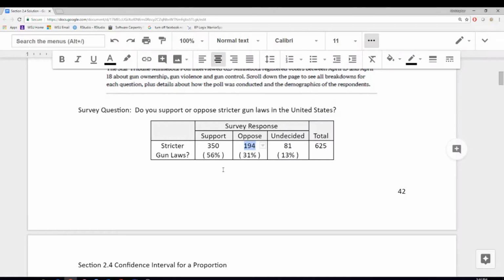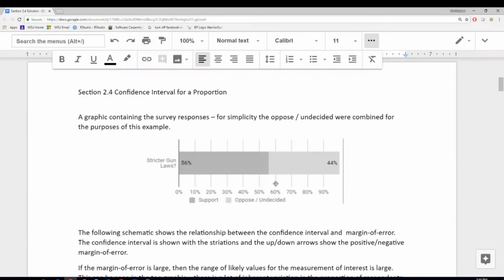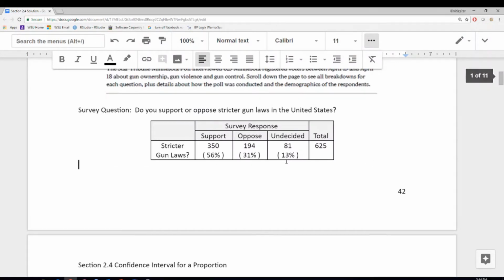I took this information and went ahead and presented it in a graphic as shown here on the top of page 43. I went ahead and combined the opposed category and the undecided category, as my goal here is to compute a margin of error quantity for those that support. So I'm going to compute a margin of error quantity for this 56% here.